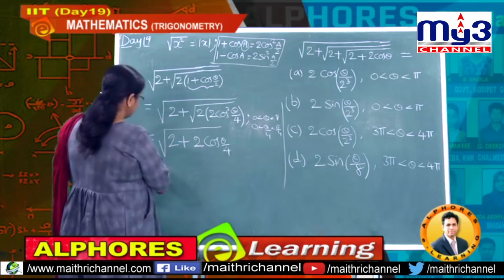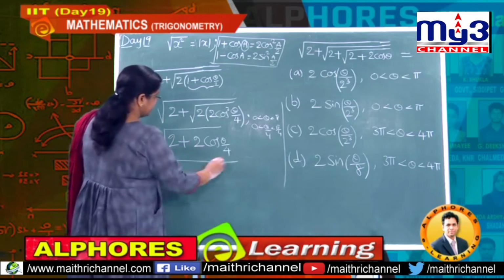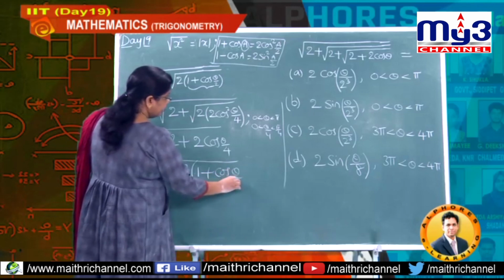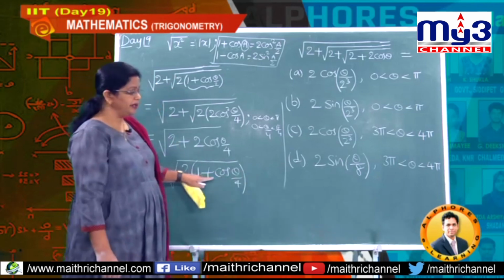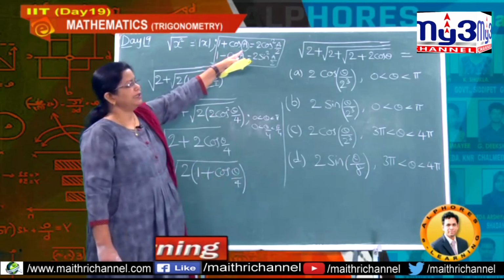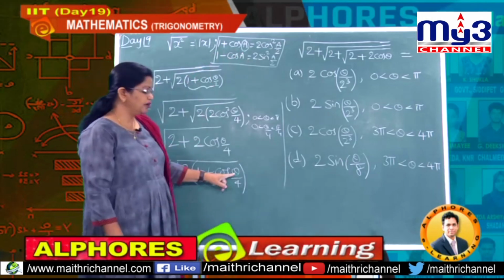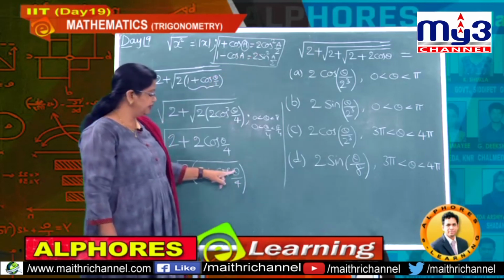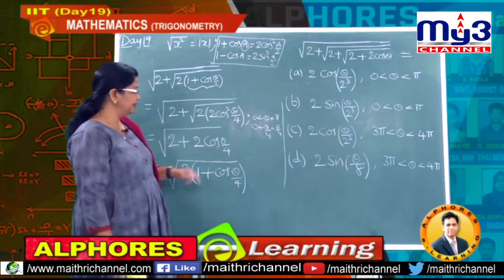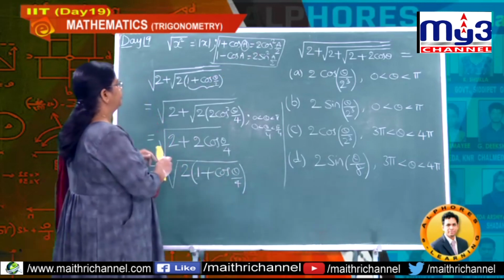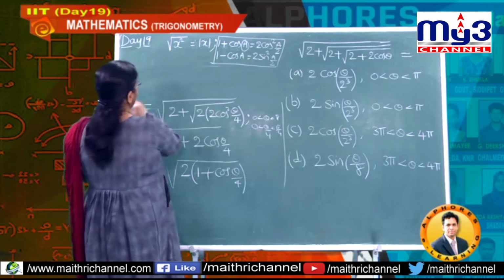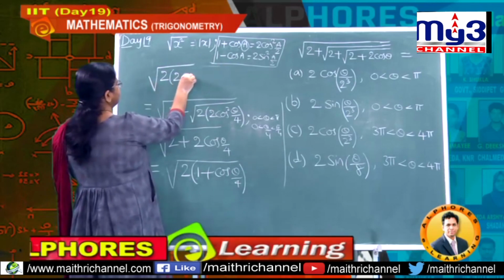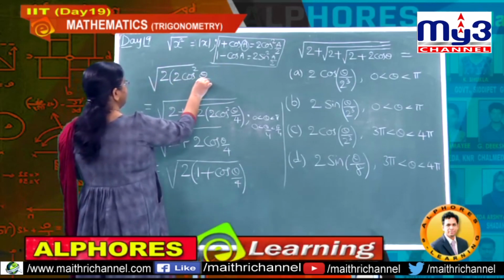Now again the same procedure, students: if you take 2 common, 1 plus how much you got? Cos theta by 4. Now what is 1 plus cos theta by 4? Again the same formula, in place of A, how much are you having? Theta by 4. So A by 2 you are going to get, that is theta by 4 by 2, which is nothing but theta by 8. So now you are going to write the formula as under root of 2 into 2 cos square theta divided by how much, students? 8.